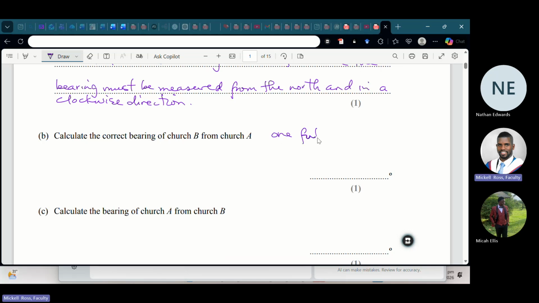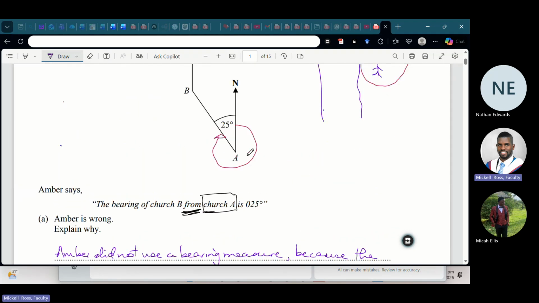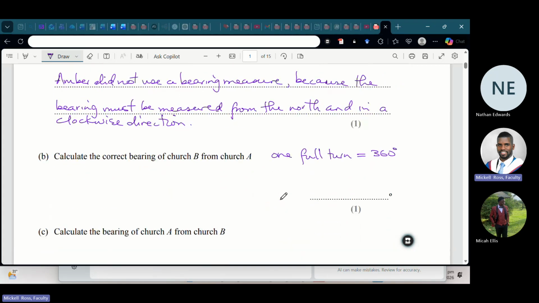So one full turn or revolution is equal to 360 degrees. So if we should make one full turn at A, we'd get 360 degrees, but we're not making one full turn because part of the turn was already noted to be 25. So the remainder is going to be 360 minus 25.